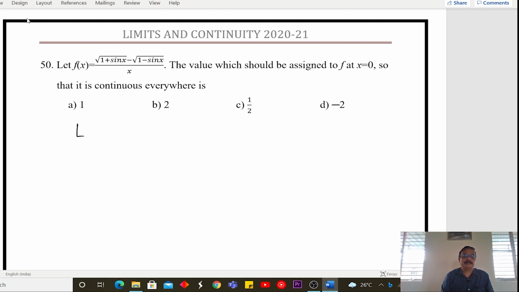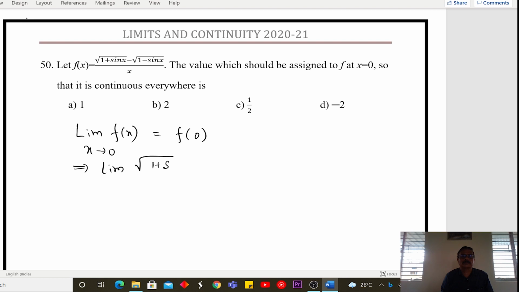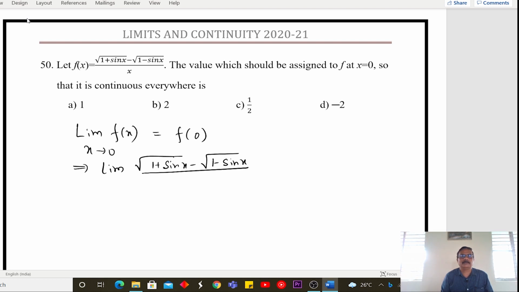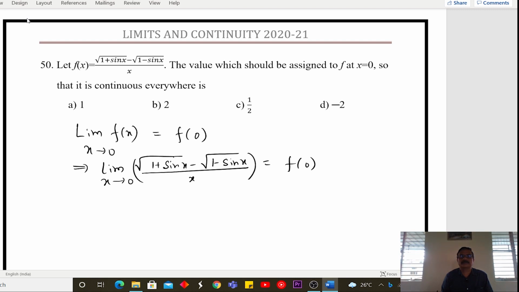Now here the limit of f of x as x tends to 0 is equal to f of 0, which implies the limit of (root of 1 plus sin x minus root of 1 minus sin x) divided by x as x tends to 0 is equal to f of 0. To find f of x at x equal to 0, put x is 0 and see what happened. The given data is in the indeterminate form 0 by 0. So what can you do?